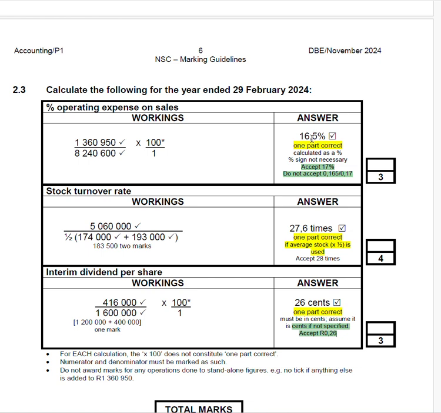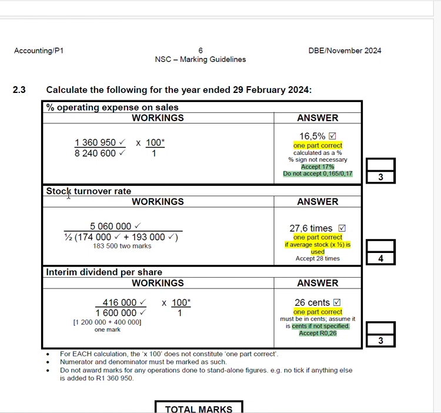However, the examiner seemed to be so lenient in this exam paper. They said they can accept 17%, meaning it was rounded off. That means you decided to take the 5 and carry it over to the next digit, and it became 17.